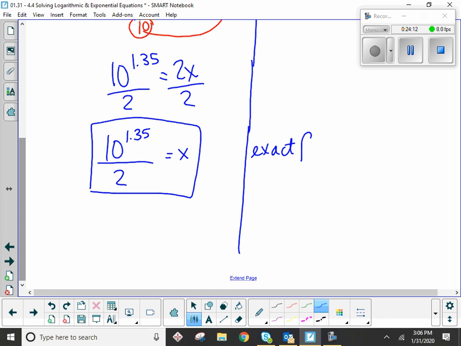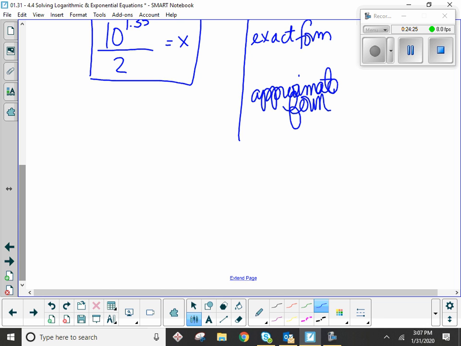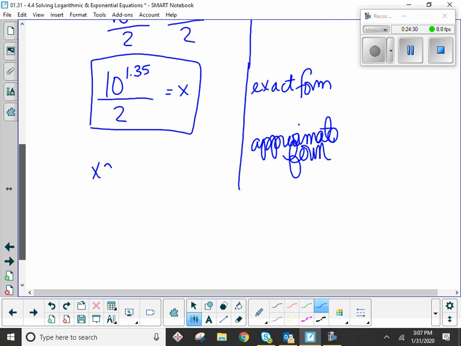Use your calculator real fast to find approximate form. By the way, the reason why we're doing approximate form is because 10 to the 1.35 divided by 2 probably doesn't mean much to your brain, okay? Natural log of 3 divided by 0.4 doesn't really mean much to your brain, but you can comprehend decimals. Like, you know that.